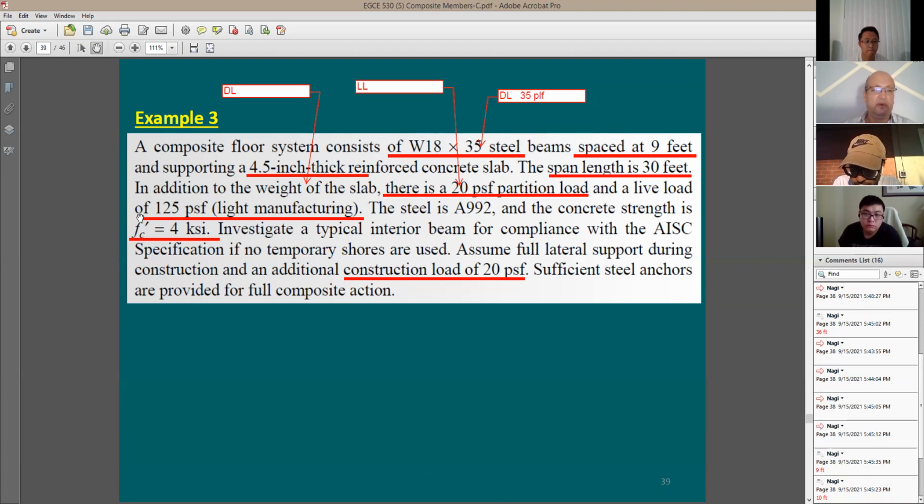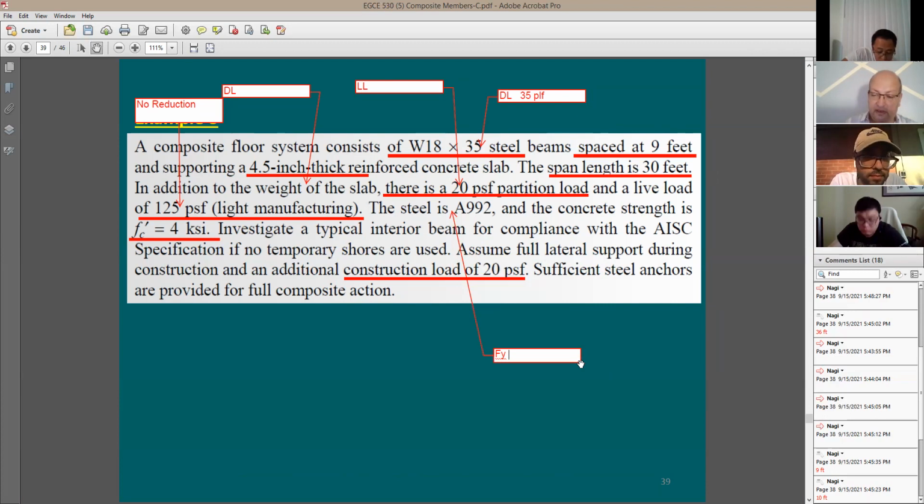It says here, a live load of 125 PSF, light manufacturing. If any live load is 100 PSF or more, I'm gonna say here, no reduction. We don't reduce it, right? This is true for all live load more than or equal to 100 PSF. The steel itself is A992, which means Fy is equal to 50 KSI. So let me put this piece of information here. Fy equals 50 KSI. Concrete strength is 4,000 PSI.